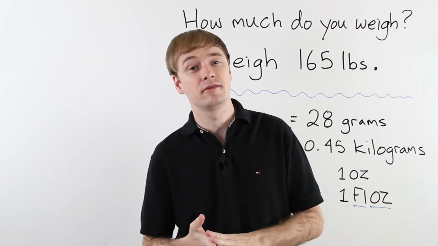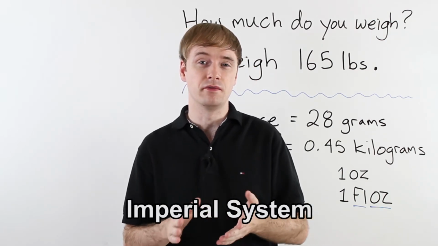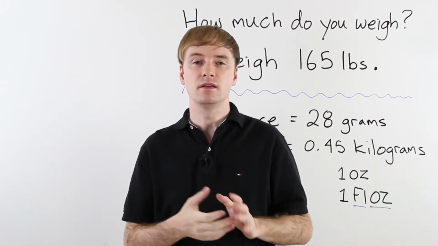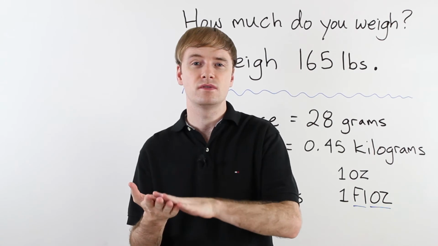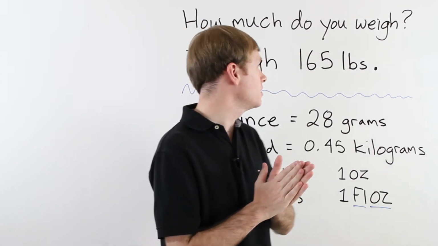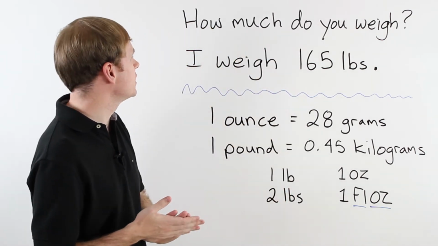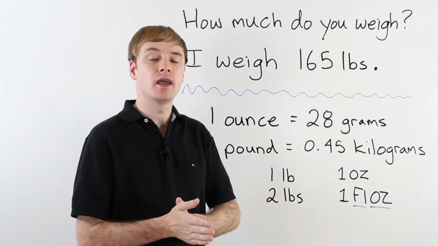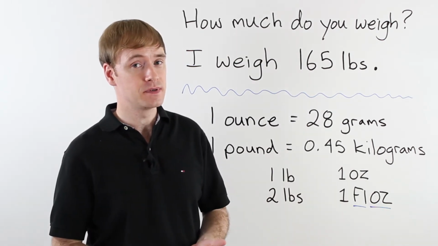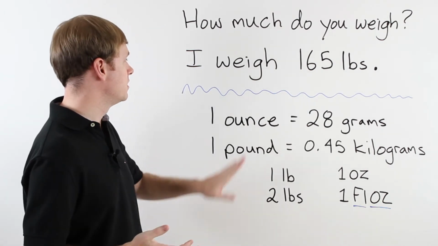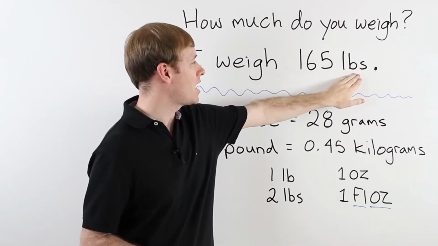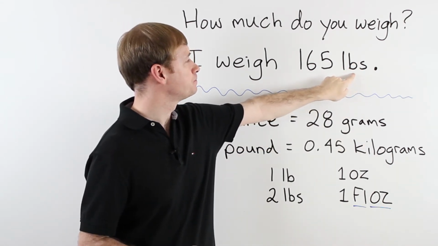Okay, let's talk about the imperial system now. So remember, the metric system uses kilograms and grams. The imperial system, it's going to use ounces and pounds. Okay, so let's take a look. Here's my question again. How much do you weigh? And before I said I weigh 75 kilograms. Well, in the imperial system, I weigh 165 pounds.